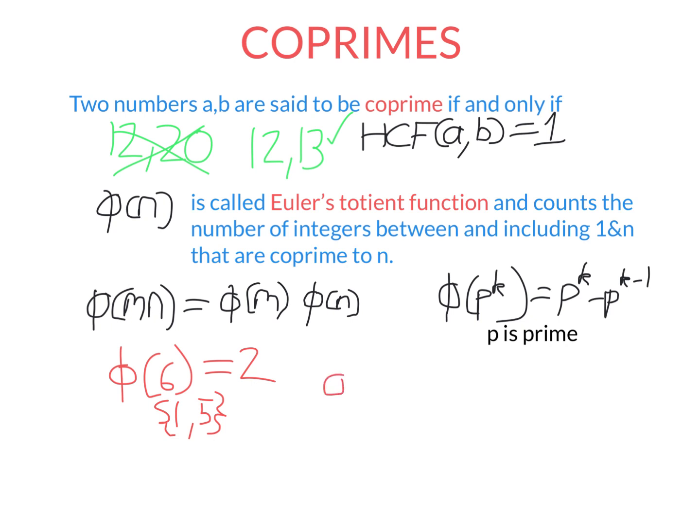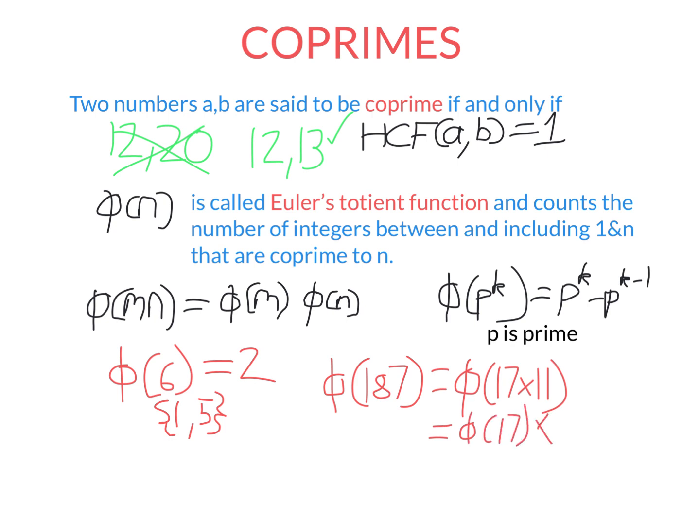So let's say I wanted to find phi of 187. I really don't want to go through all the integers from 1 to 186 to determine which is coprime to 187. So instead I'm going to use this rule here. So 187 actually turns out to be a semi-prime number. It's the product of two primes, 17 times 11. So phi of 187 is going to be phi of 17 times phi of 11.